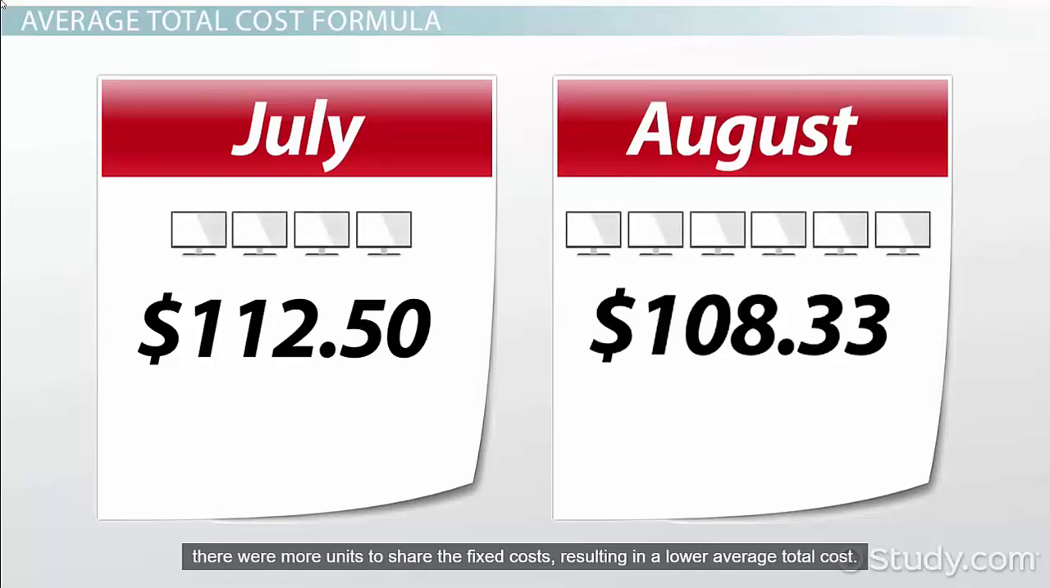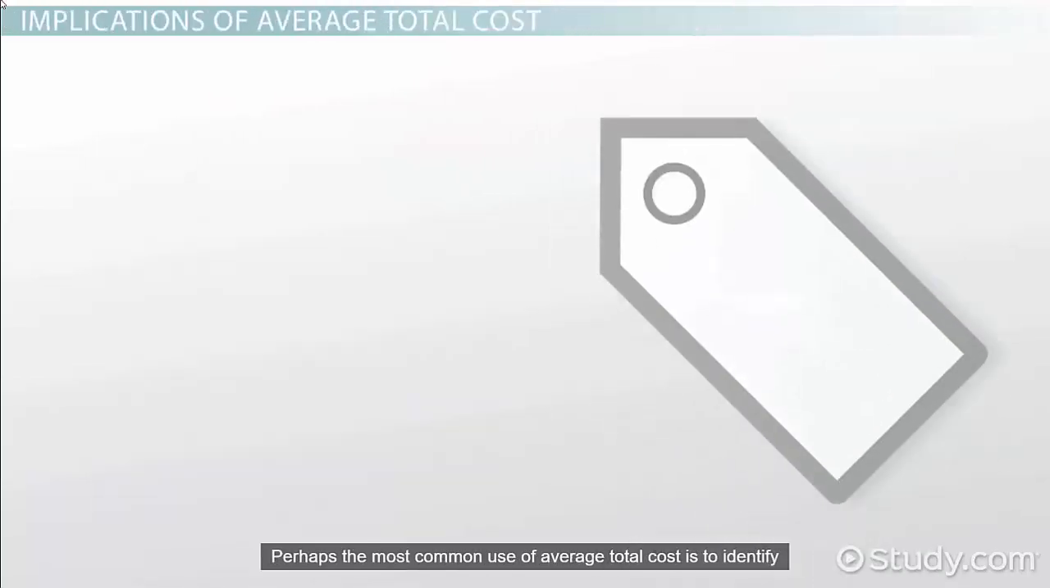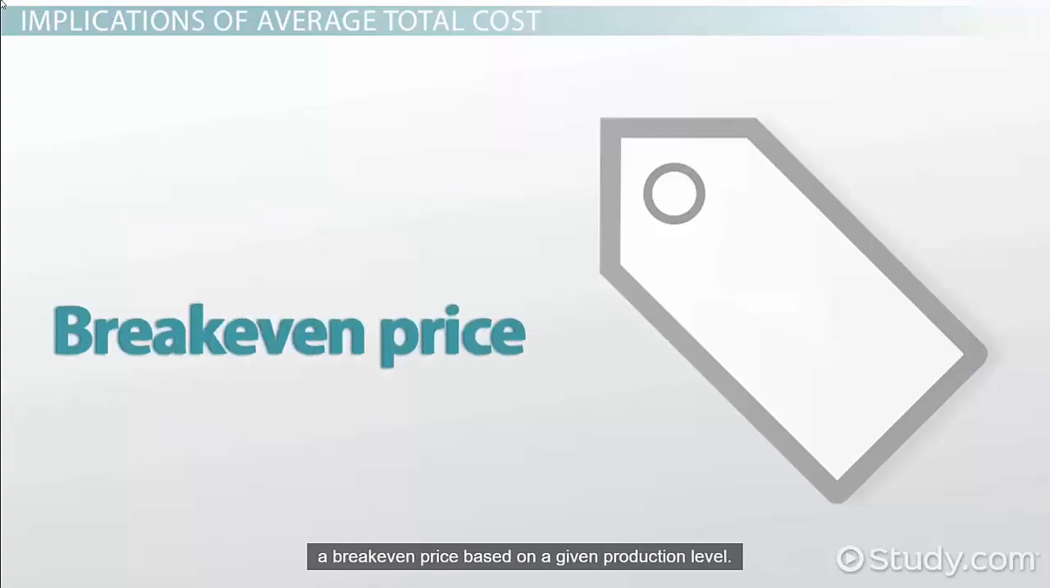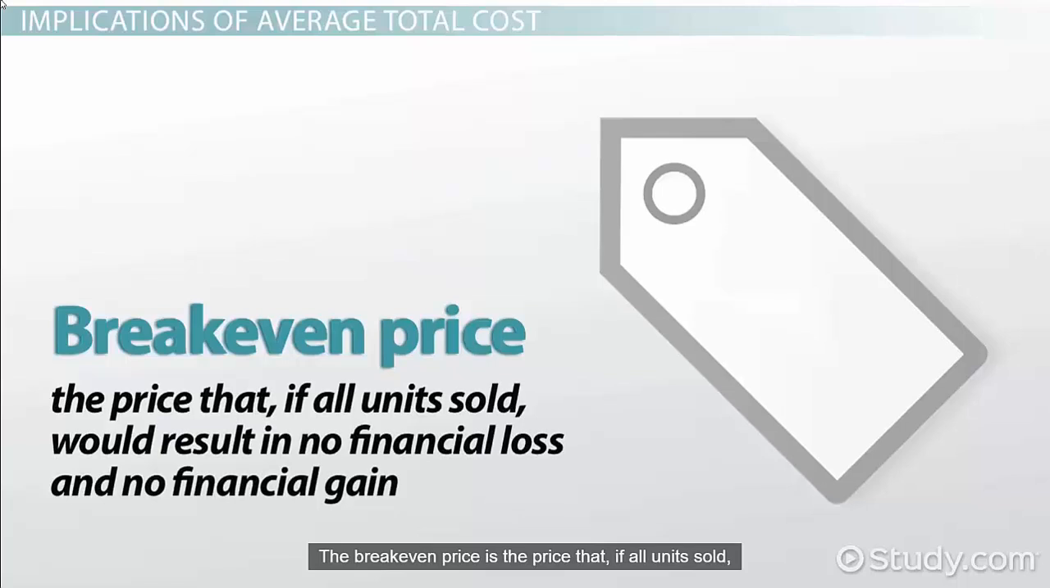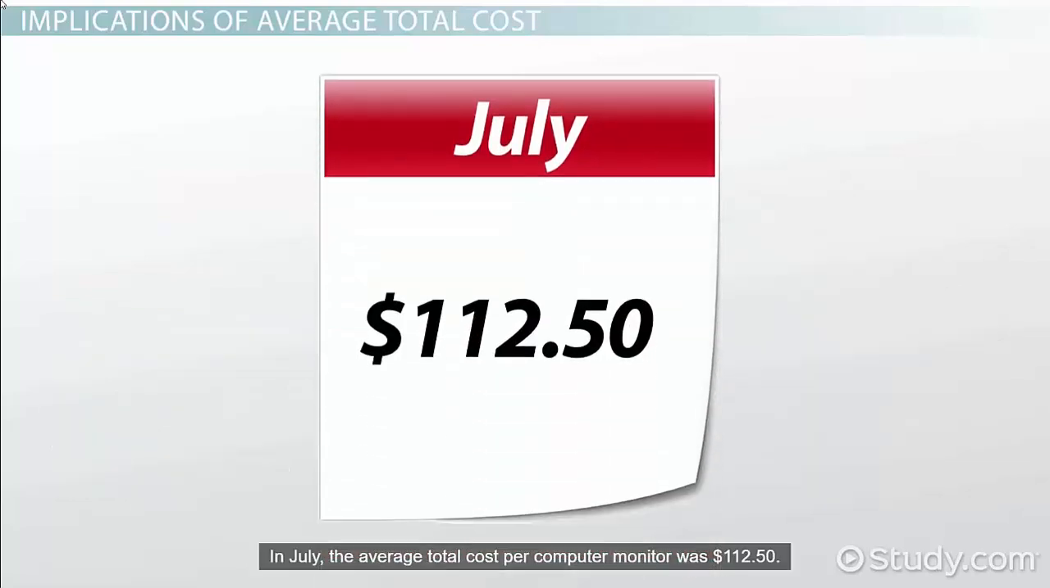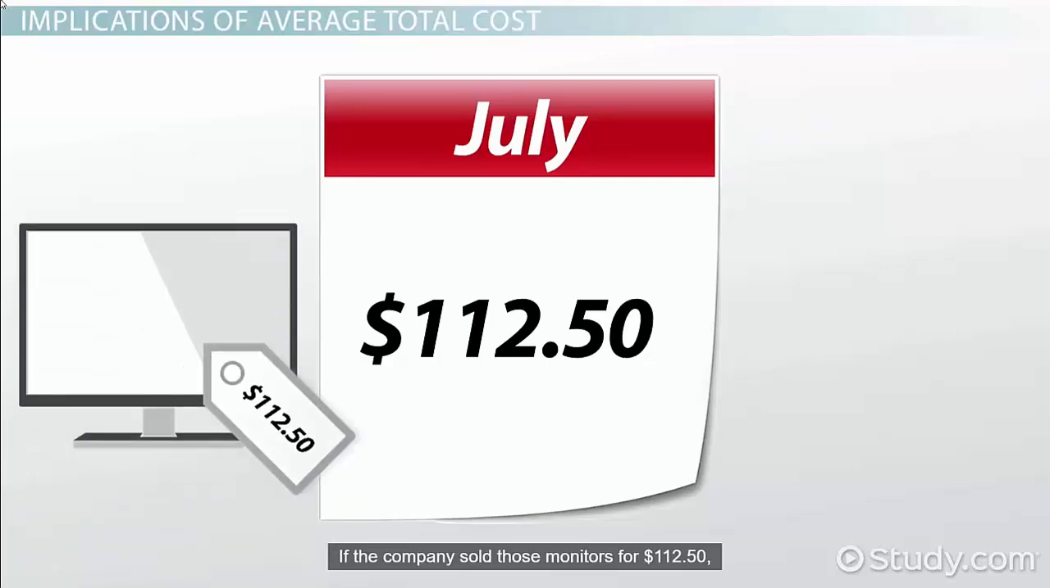Perhaps the most common use of average total cost is to identify a break-even price based on a given production level. The break-even price is the price that, if all units sold, would result in no financial loss and no financial gain. In July, the average total cost per computer monitor was $112.50. If the company sold those monitors for $112.50, they would break even.